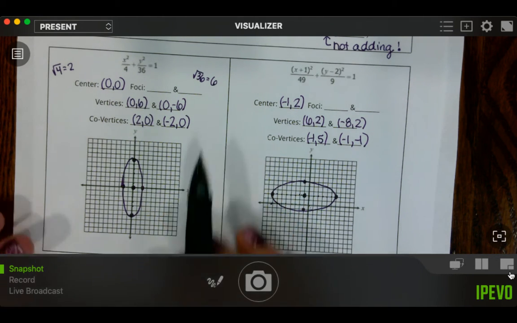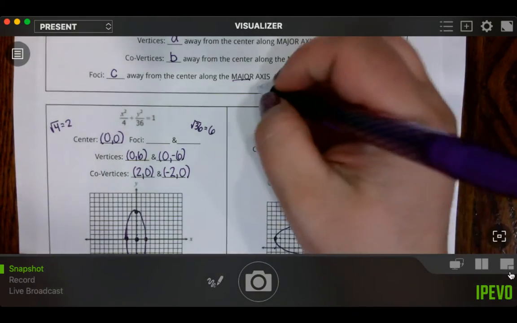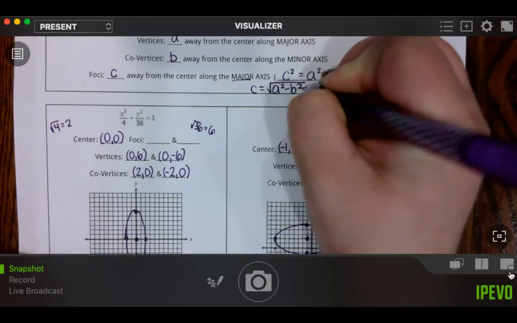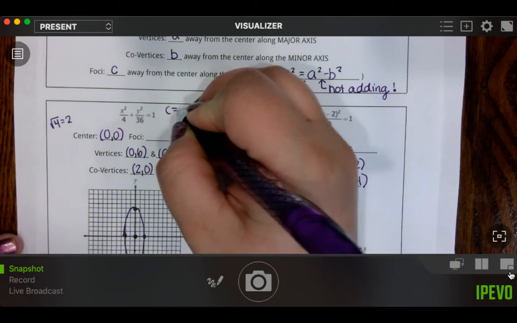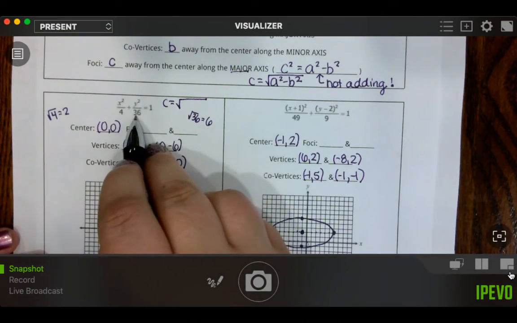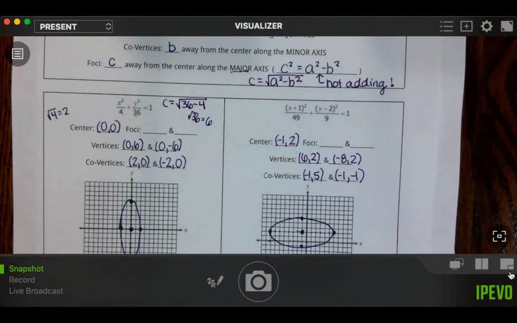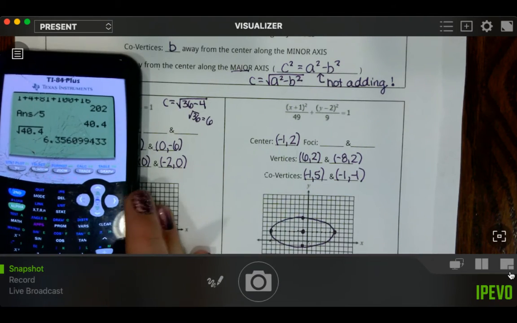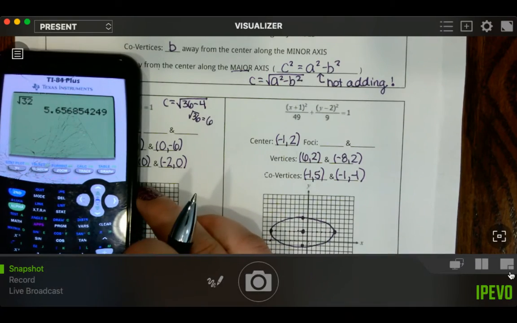Now let's talk foci. I already said that c squared is a squared minus b squared. I'm going to write another formula underneath here where I've already done the square root so that I find out what just c is. In this case, c would be the square root of 36 minus 4. You're always going to subtract those two denominators. The square root of 36 minus 4, or the square root of 32, is about 5.7. I apologize, I definitely shattered my phone screen, y'all.